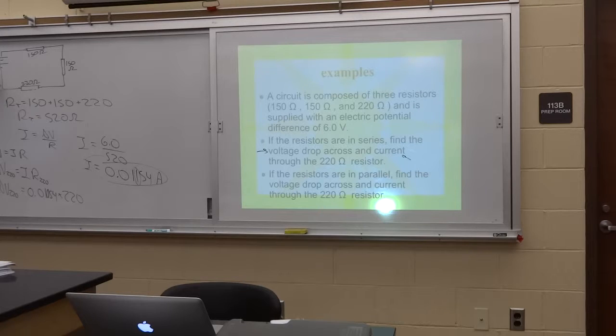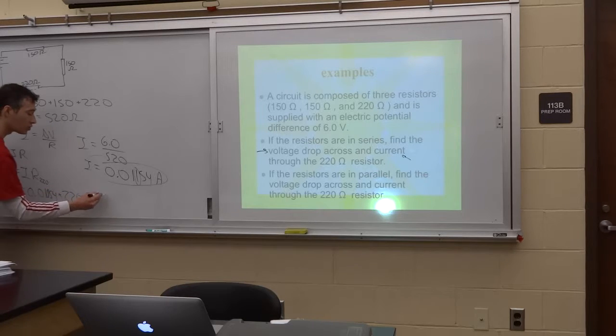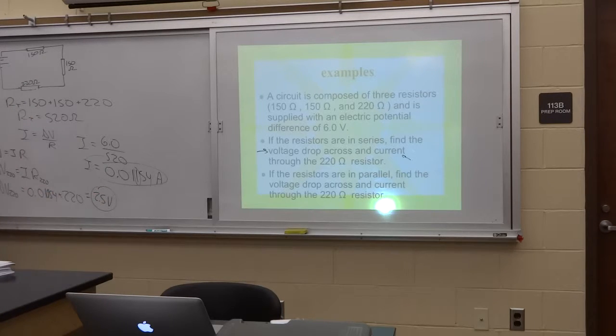It's going to be a little more than a third of the total electric potential difference. So what's that? 1.5. Okay, so 2.5 volts. Perfect. That makes total sense. It's a little bit more than a third of the 6 volts because this one has a little bit more than a third of the total resistance.